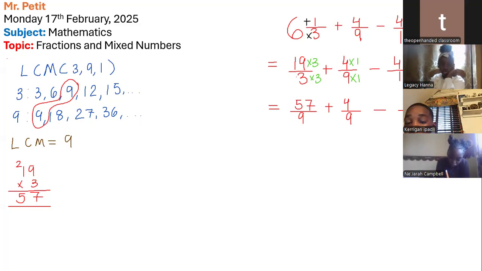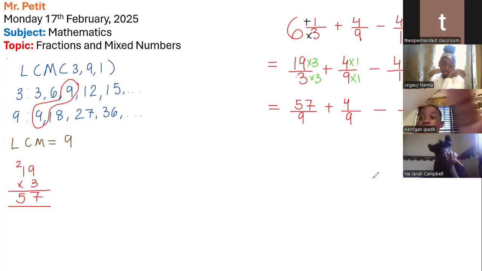All right, so this is how we got our fractions. Quick recap: 3 times 3 gives us 9. 19 times 3 gives us 57. 9 times 1 gives us 9. 4 times 1 gives us 4. 1 times 9 gives us 9. And 4 times 9 gives us 36.